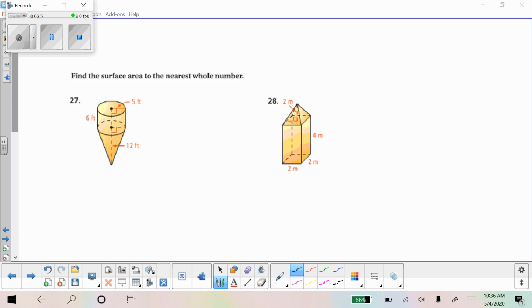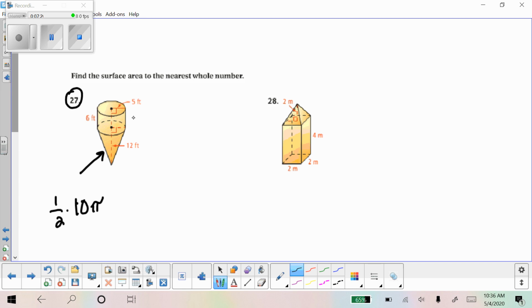Looks like number 27 caused some concerns, and number 28. Let's just do one of those. So if we think about 27, we have the lateral area of the cone part, which is going to be 1/2 times the circumference of that cone, which is 10 times pi. So that's the lateral area of that cone.